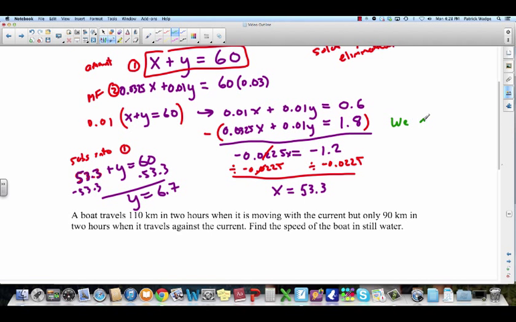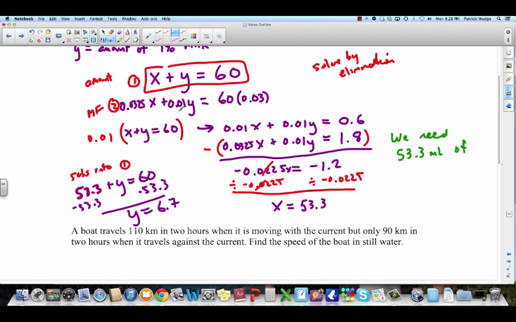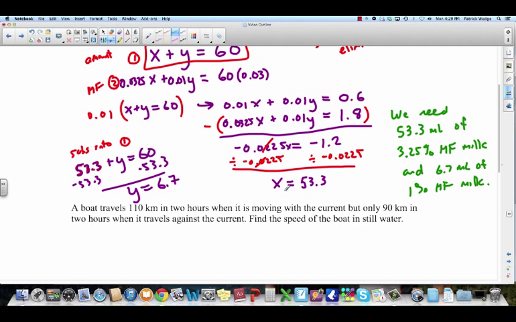We need 53.3 milliliters of, what's X again? 3.25% milk. 3.25% milk fat, I suppose, milk. And we need 6.7 milliliters of 1% milk fat, milk. Okay, you do need to say something like that on a test or a quiz, otherwise I'm not totally clear you understand what you've just found out. It's great you can find answers, it's also good if you understand what your answer means. So make sure you give me something like this.